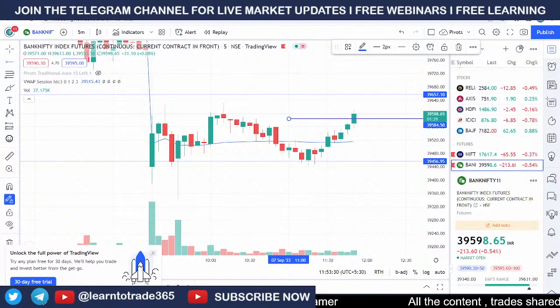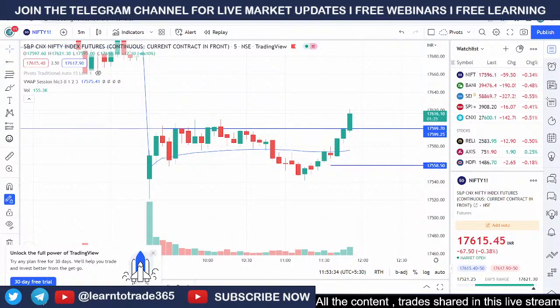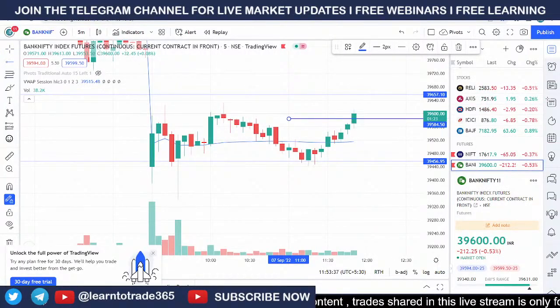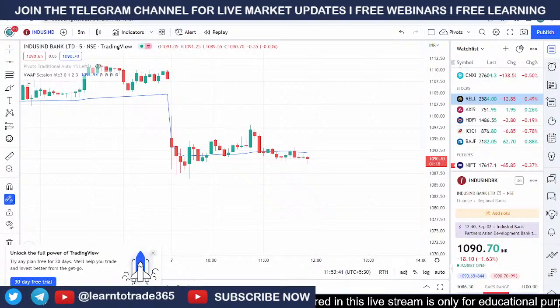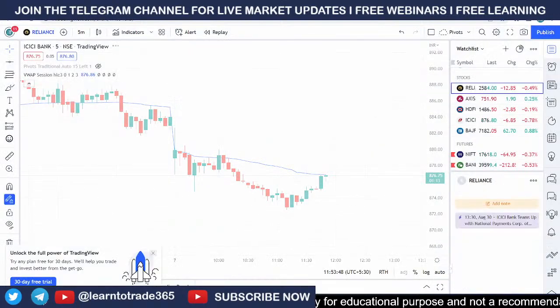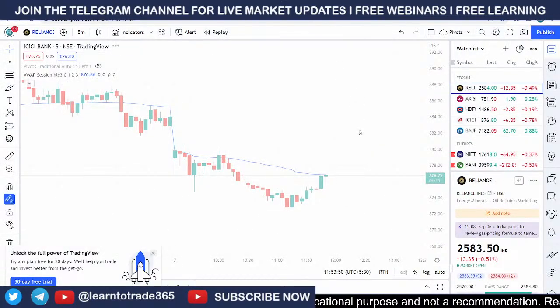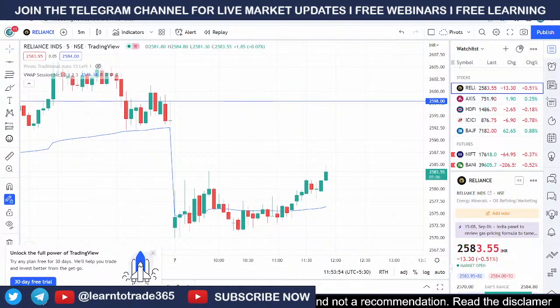Let this Bank Nifty candle close. Nifty is trying to move up. Yes, trying to reach the day high. If nothing urgent, what's happening on the weekly? I will check on the Reliance, what is the behavior? This is also near day high. Very good. Coming around the day high mark.